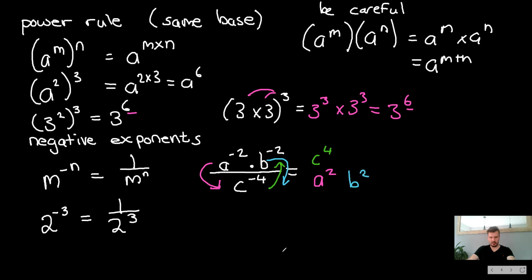And so this idea that negative exponents can jump like this. You can go to the top and become positive if you are negative at the bottom. Or if you're negative at the top, you jump to the bottom and become positive. And that's how they like you to answer things. They always want positive exponents.